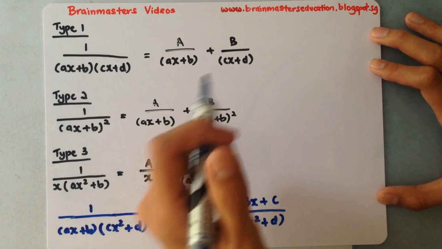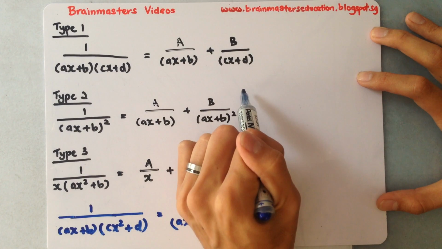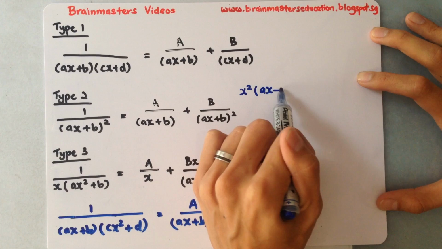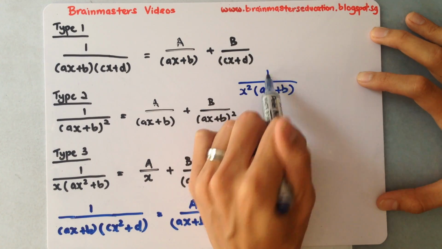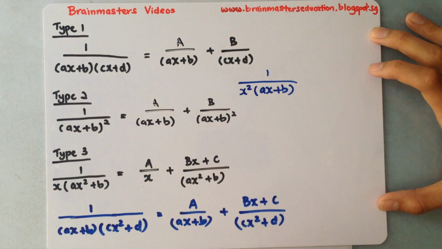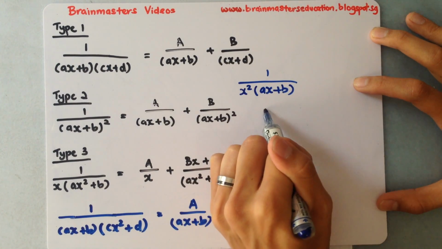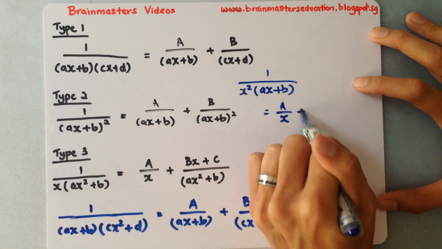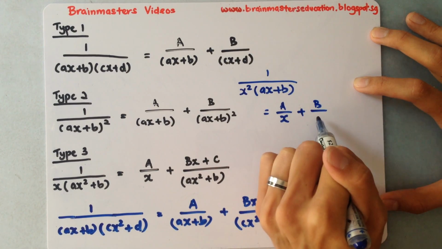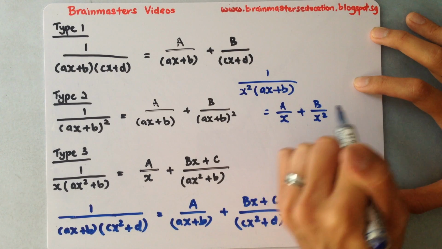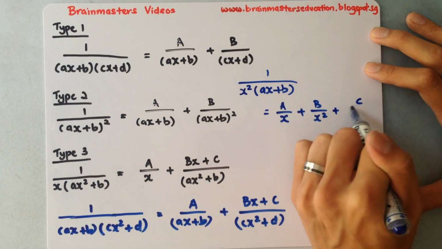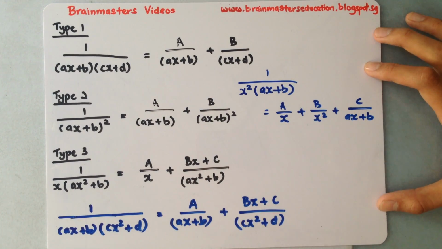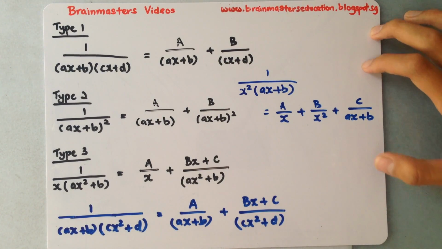Let's try one more. I'll have x squared, ax plus b, in this form. Do you have one in mind now? Yes, you do, right? So you will have A over x, plus B over x squared, plus C over ax plus b. Yes, correct. This is what you will have for your partial fraction.